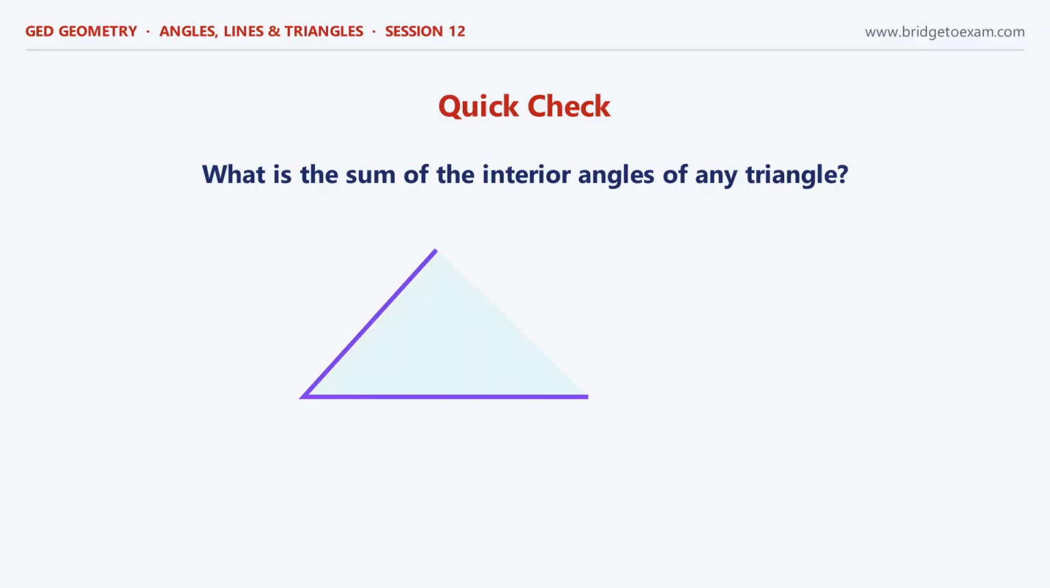1 last check of your understanding. What is the sum of the interior angles of any triangle? It's 180 degrees. Angle A plus angle B plus angle C equals 180. Every time, for every triangle.